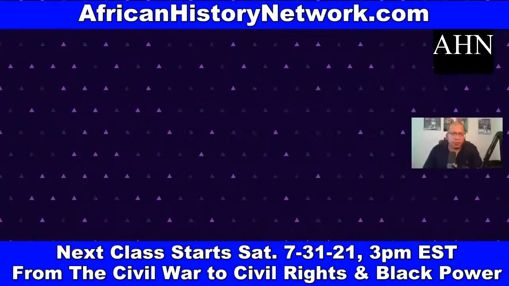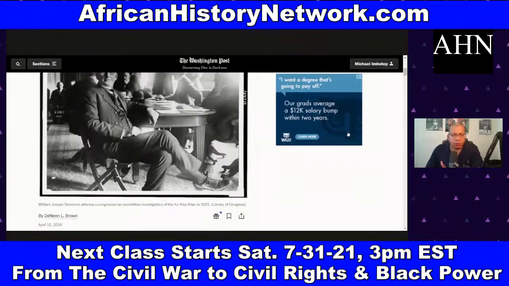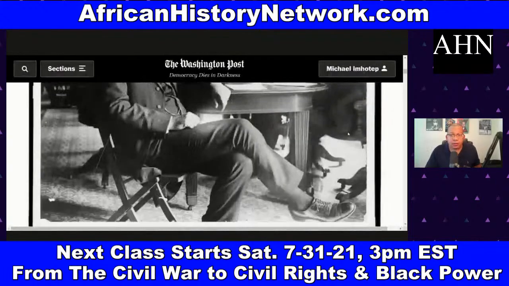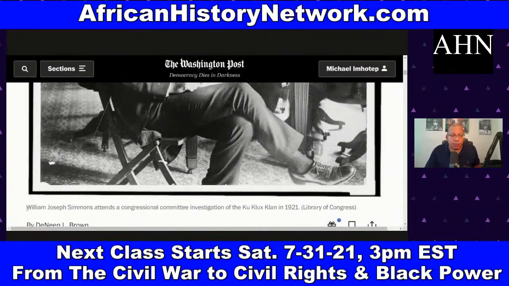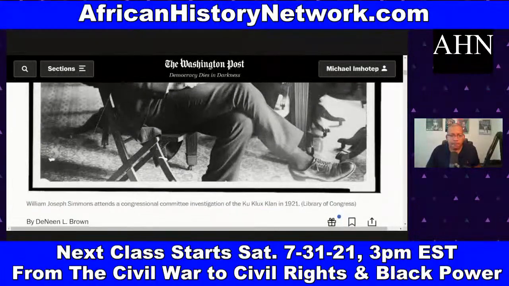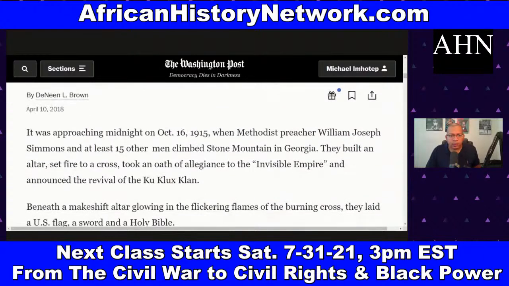Okay. If you look at this article here from the Washington Post, the preacher who used Christianity to revive the KKK, the Ku Klux Klan. And this is a picture here of the Reverend William Joseph Simmons. The caption says, let's look at this, William Joseph Simmons attends a congressional committee investigation of the Ku Klux Klan in 1921. Okay, this article is from April 10th, 2018 by Deneen L. Brown for the Washington Post.